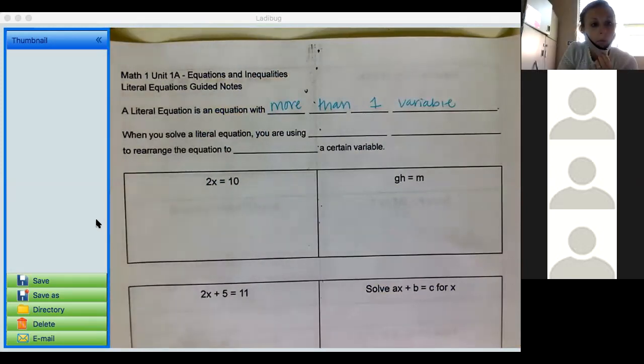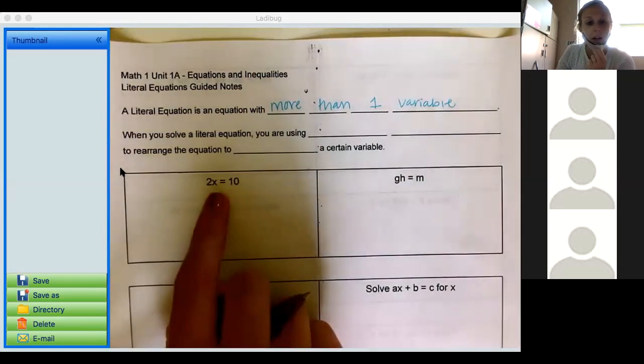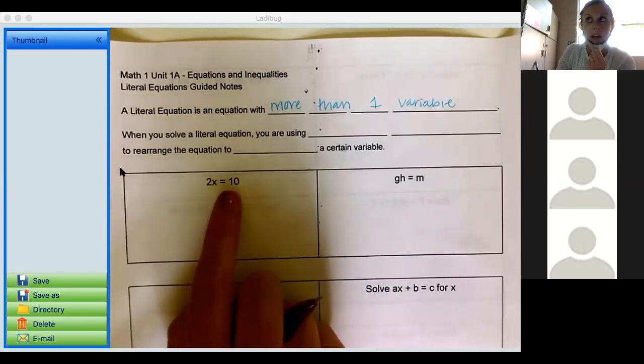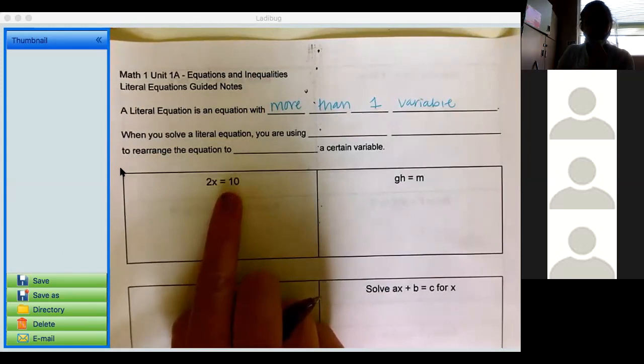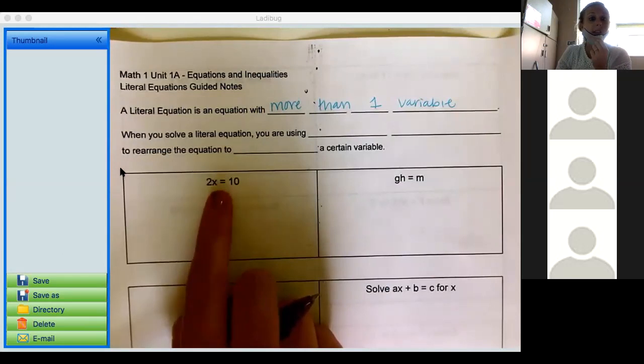So on y'all's vocab cards, a lot of y'all missed or got points taken off on literal equation because y'all gave me something like this as your example. So just look at this real fast. Does 2x equals 10 have more than one variable? It's just got one. It's got an x. That's it. So you got points taken off because that's not literal. That's a regular numeric equation, okay?